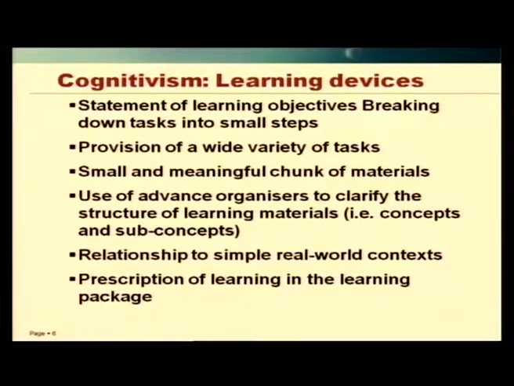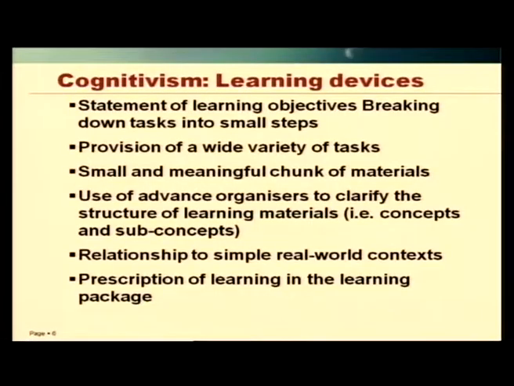And in cognitivist theory, relationship to simple real-world context is very important, because whatever one learns is in an abstract way, and therefore one must be in a position to relate to different contexts and to apply. So, whatever is taught must be applied in context, and therefore students learn better. And finally, prescriptive learning in the learning package. That should also be there.